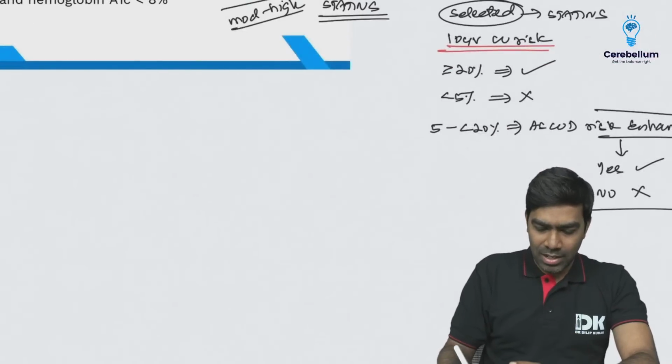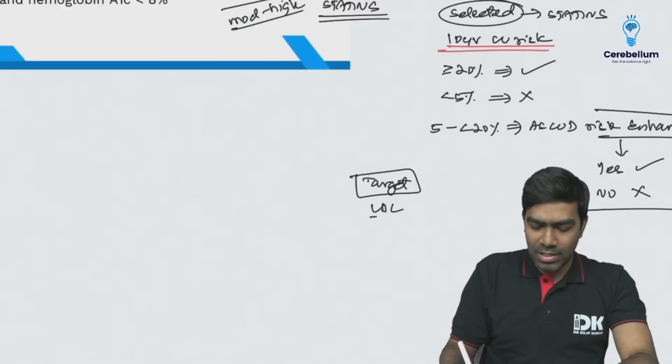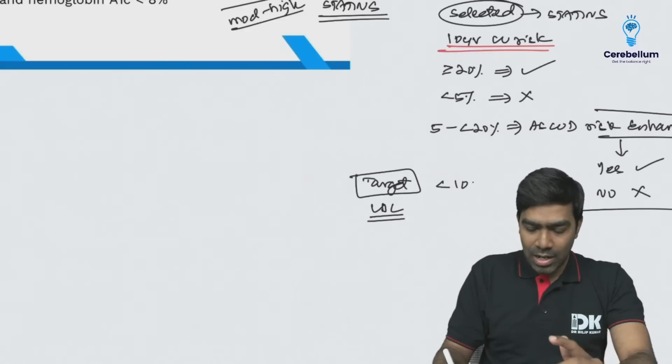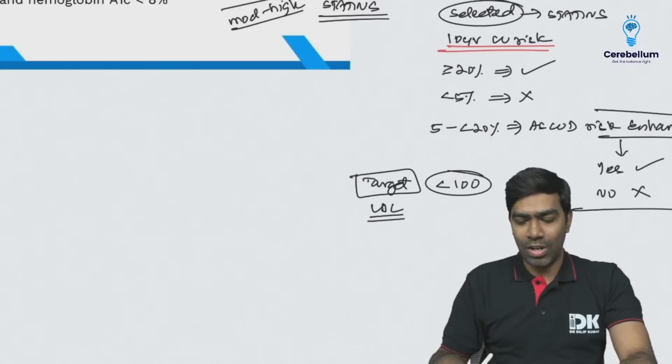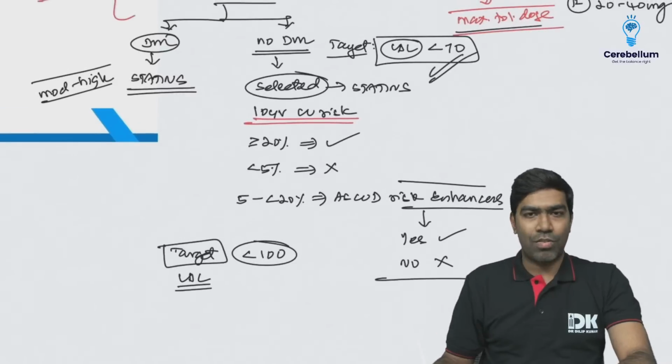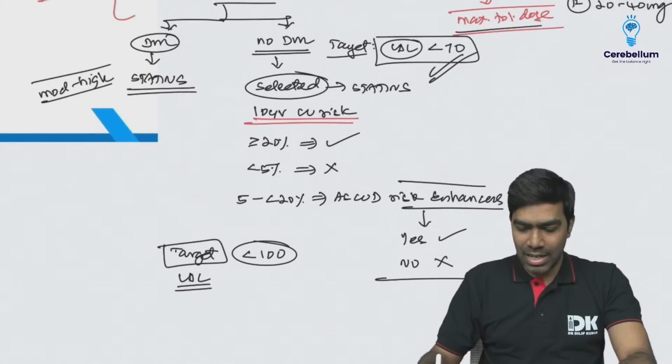Target LDL in patients who are using statins for the sake of primary prevention is less than 100. Okay, not less than 70. Only for secondary prevention, the target LDL is less than 70. For primary prevention, the target LDL is less than 100.